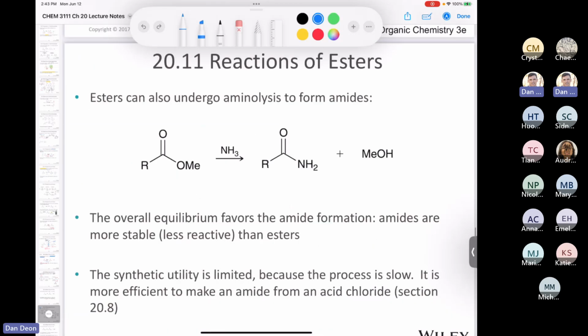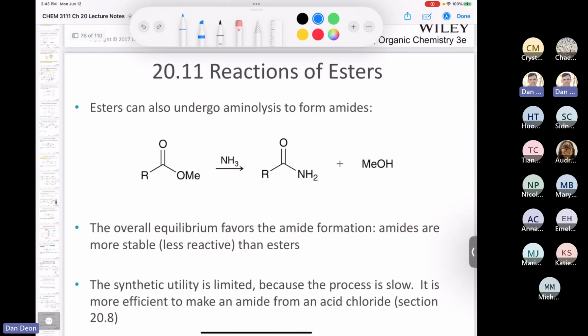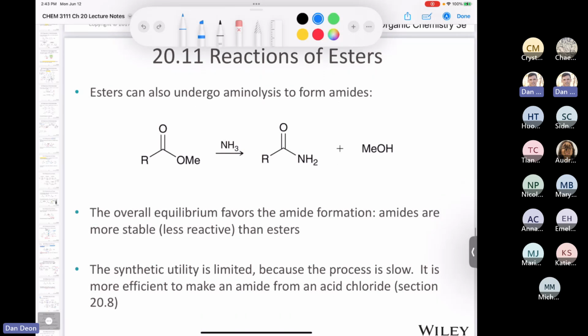Now, another reaction of an ester is to do what's called an aminolysis. So to treat an ester with an amine, like ammonia, to make a primary amide, as you have shown here. It says the overall equilibrium favors the amide formation. Why? Because an amide is more stable than an ester. However, something of note about this particular reaction is the synthetic utility is limited. This isn't the greatest reaction in the world. It's actually very, very slow.